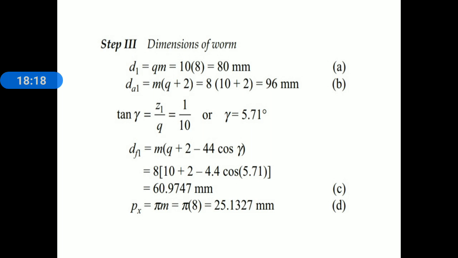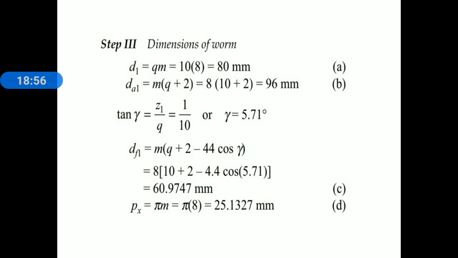Consider equation B. For obtaining the root diameter, we need the lead angle of worm. That's why first of all we find out the lead angle. Tan gamma is equal to Z1 by Q. This relation we already discussed in terminology of worm gear. Z1 is the number of starts, Q is the diameter quotient. 1 divided by 10. Take tan inverse, then we obtain the value of lead angle gamma equal to 5.71 degree.